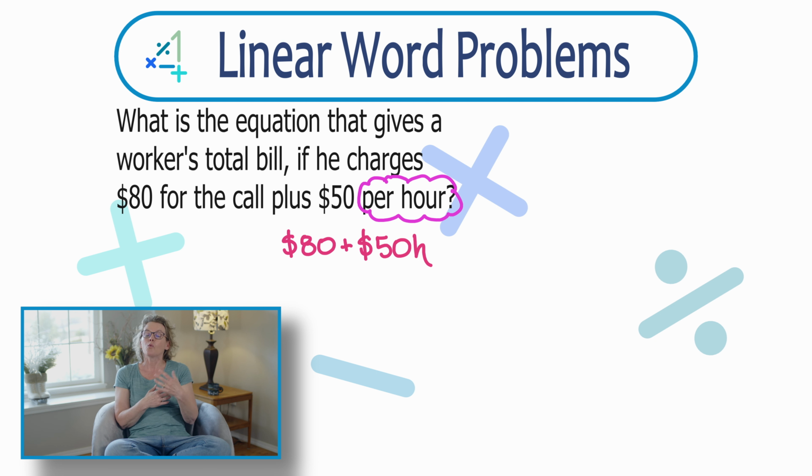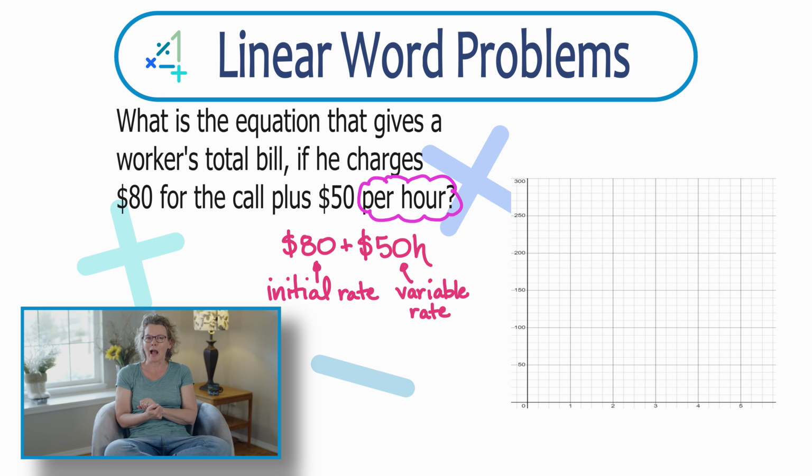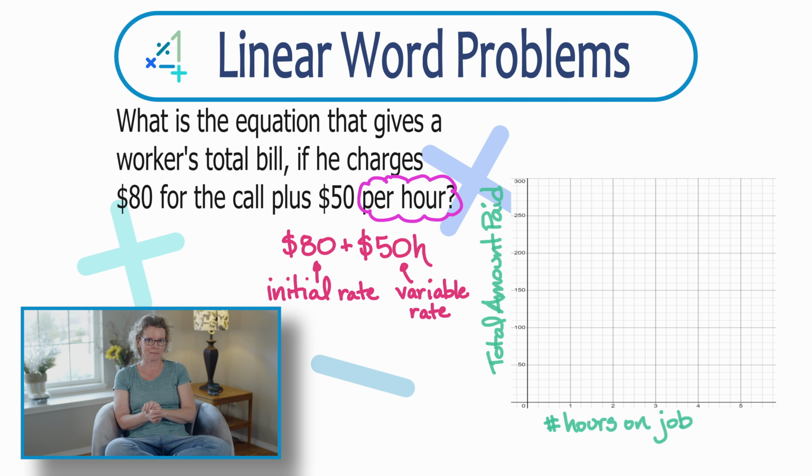With the equation, we can see that the initial rate is $80 and the variable rate, or the slope, is $50 per hour. We can also plot this on a graph. The y-axis is going to be the total amount paid, and the x-axis will be how many hours he spends on my job. If I flip the numbers around in the equation to $50 times H plus $80, you will see that it's in y equals mx plus b form.